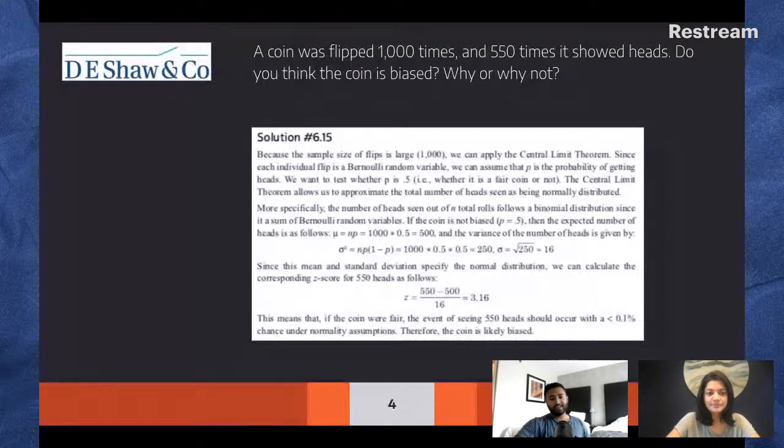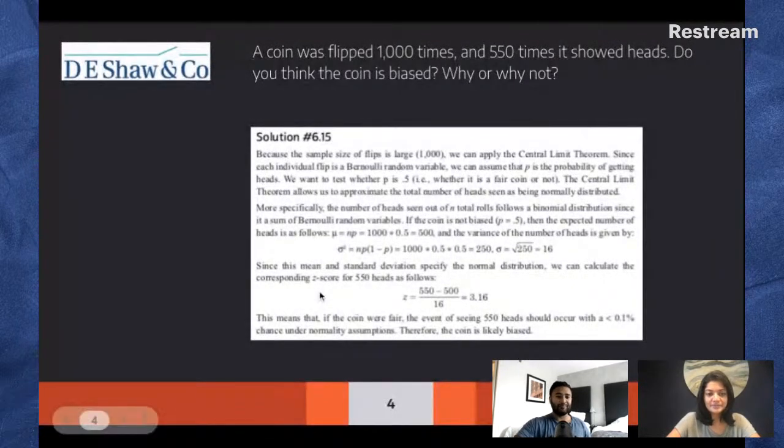What doesn't win points is just jumping into a random answer, or just saying, yeah, it's biased, or no, it's not biased, and just moving on. Does that sort of make sense, guys?